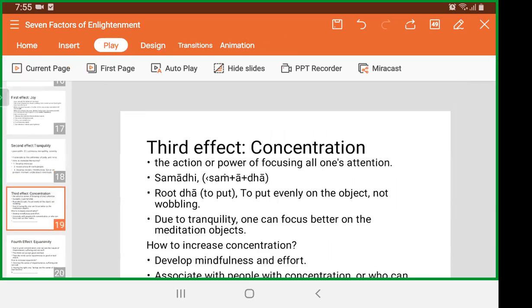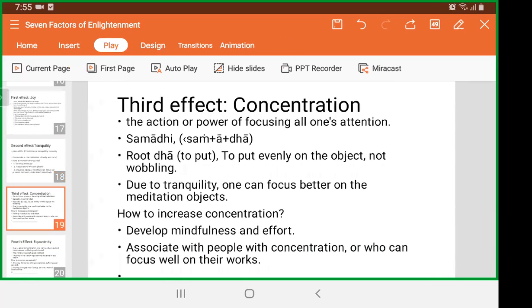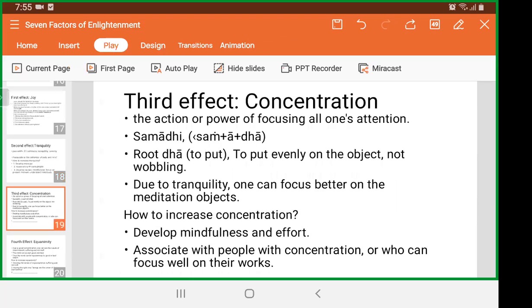Now the third one, concentration. I think everybody has heard about this word, concentration, all the time, right? There are many different kinds of translation for this word samadhi. So just simply say it's the action or power of focusing all your attention on one thing.